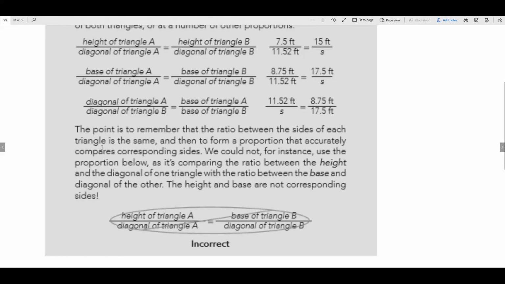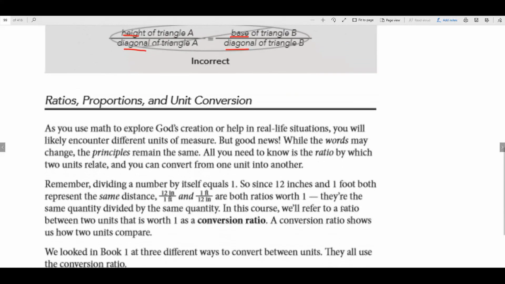Now, the point is to remember that the ratio between the sides of each triangle is the same, then to form a proportion that accurately compares corresponding sides. We could not, for instance, use the proportion below. It's comparing the ratio between the height and the diagonal of one and the ratio between the base and diagonal of the other. See, you've got height and diagonal, and here you have the diagonal, but you don't have height, you have base. So this would be incorrect. They have to be corresponding sides. I hope that makes sense.